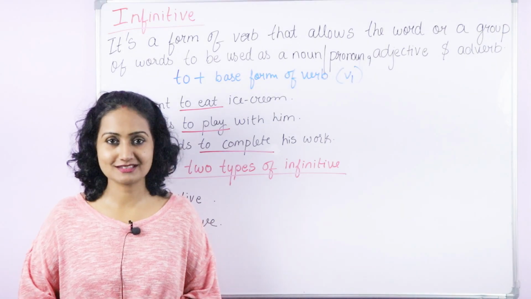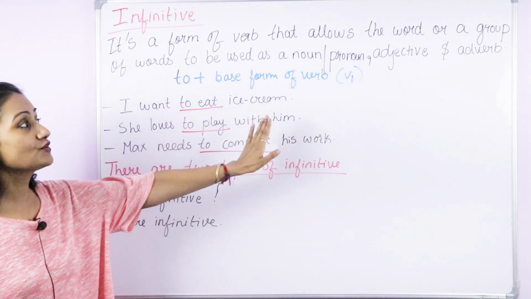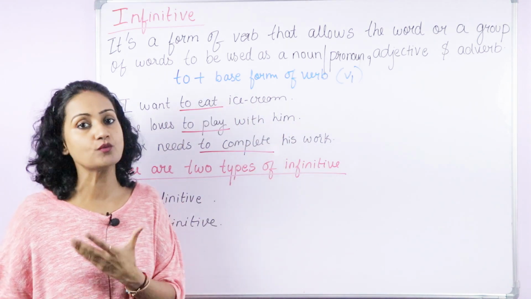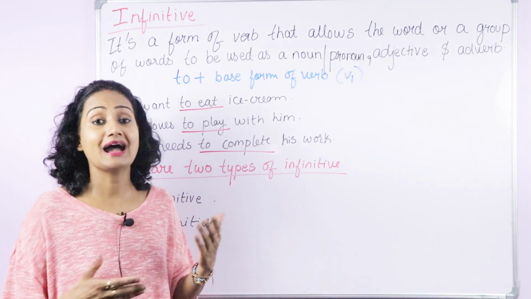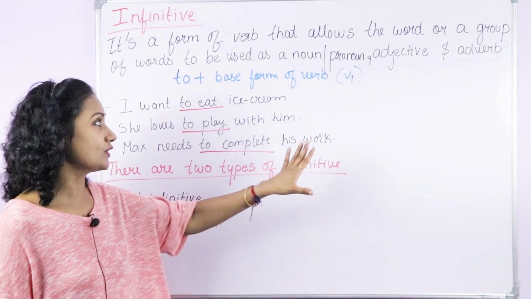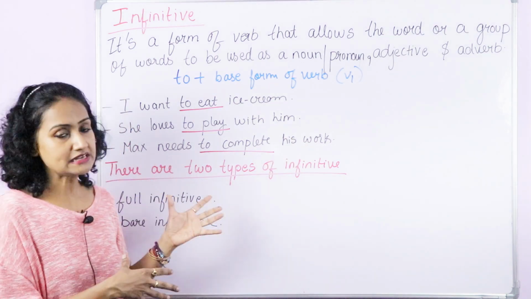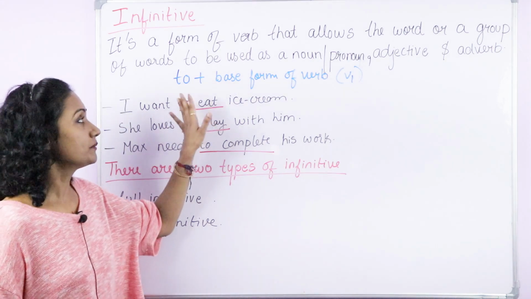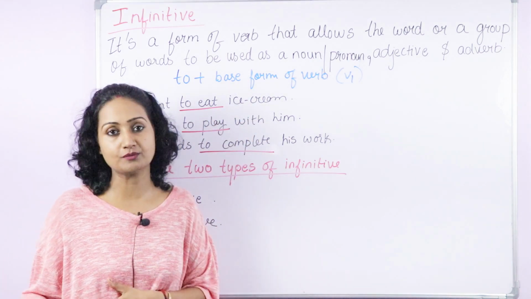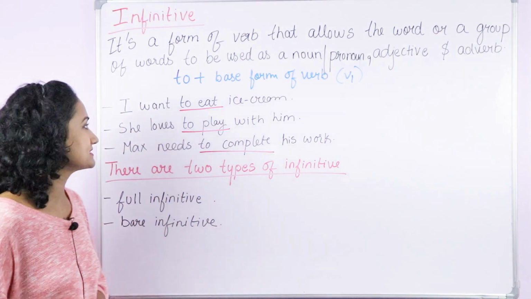What is an infinitive? An infinitive is a form of verb that allows the word or a group of words to be used as a noun or a pronoun, adjective or adverb. Okay, so this we will understand. Now, generally an infinitive is formed with to plus base form of the verb, that is first form of the verb. Now let's look at some examples.